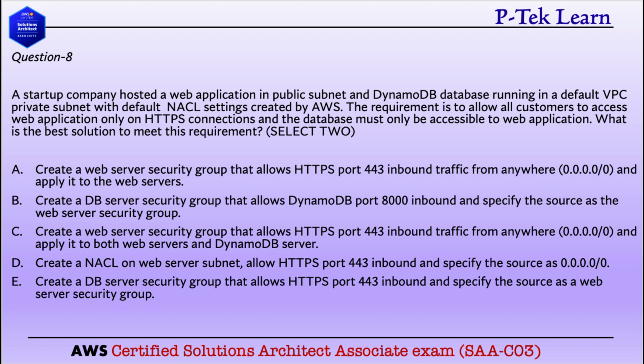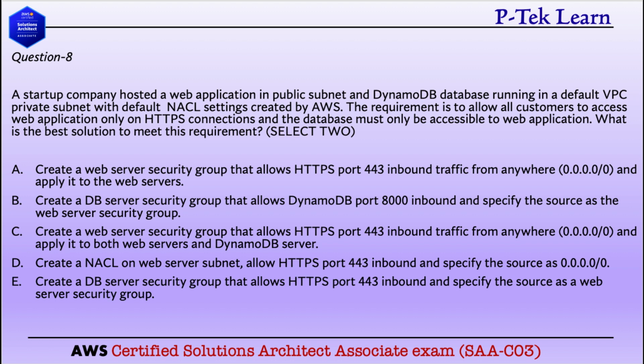Option A, create a web server security group that allows HTTPS port 443 inbound traffic from anywhere, 0.0.0.0/0, and apply it to the web servers. Perfect. So there is a security group created that allows traffic to port number 443. Okay, what next? Option B, create a DB server security group that allows DynamoDB port 8000 inbound and specify the source as the web server security group.